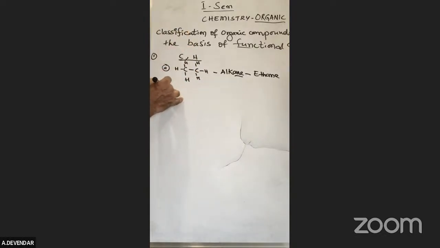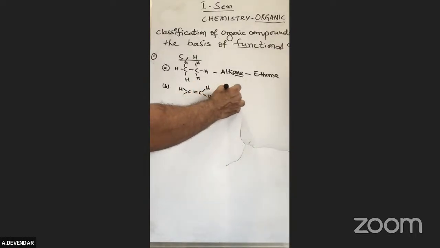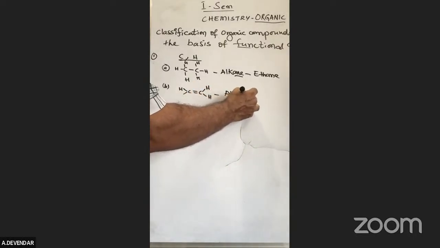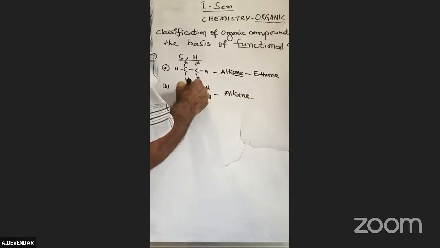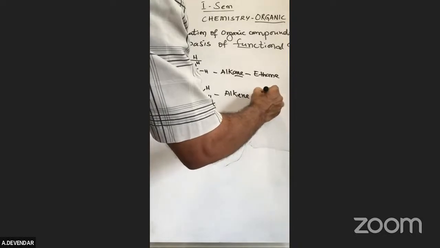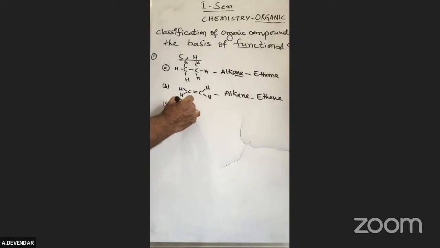Now if you take the second one, I am taking a double bond. That means this is an alkene. Only carbon and hydrogen are there, not more than that. The name of the compound is ethene. If you take the same one, I am taking one more, a triple bond.